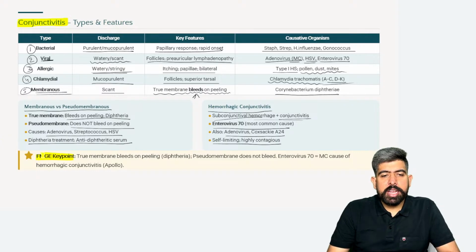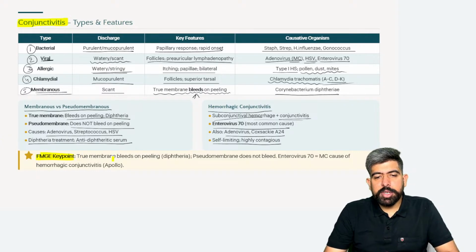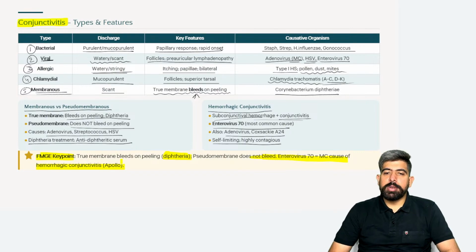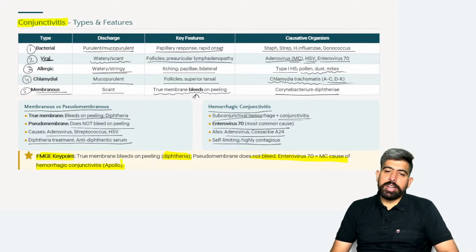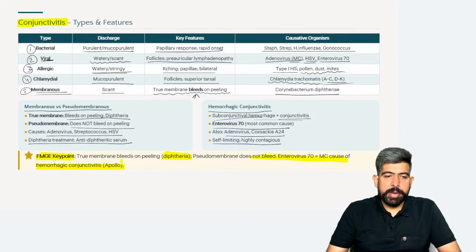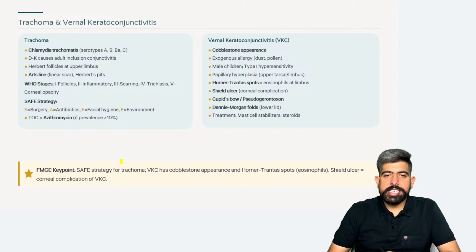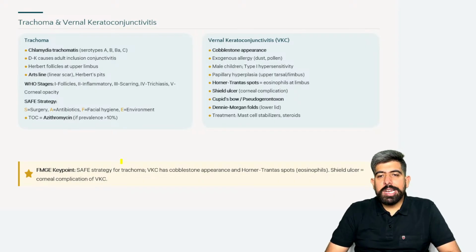Now, talking about the key points, please remember the true membranous bleeds on peeling. It is diphtherial. Pseudomembranous does not bleed. Please remember. Enterovirus 70 is the most common cause of hemorrhagic conjunctivitis. Clear? Remember about it. Let's move forward to the next, which is trachoma and vernal keratoconjunctivitis (VKC).